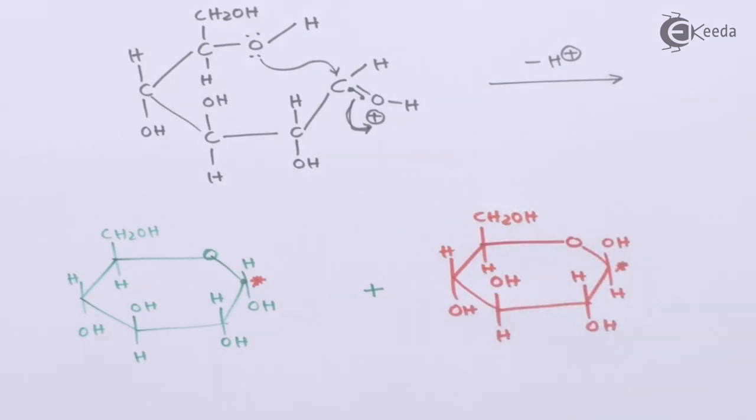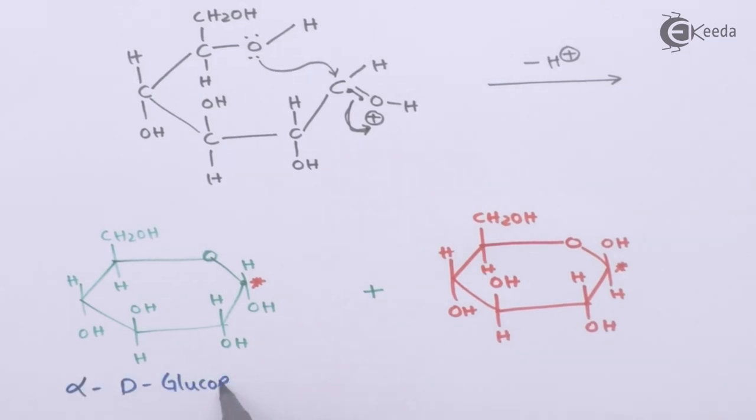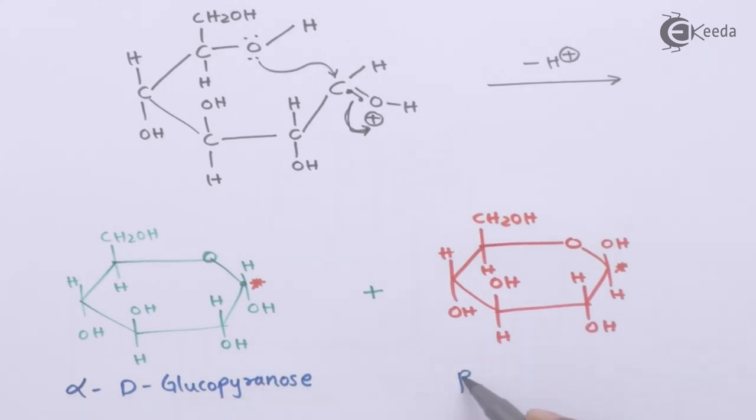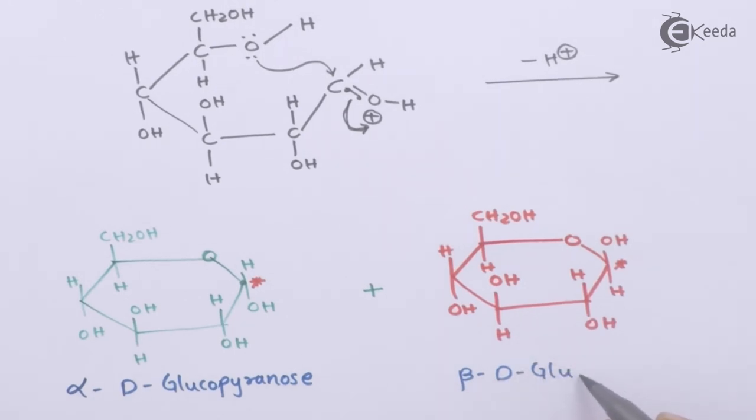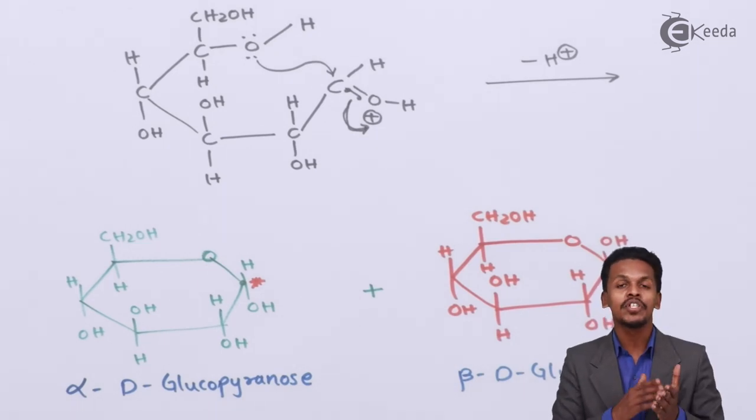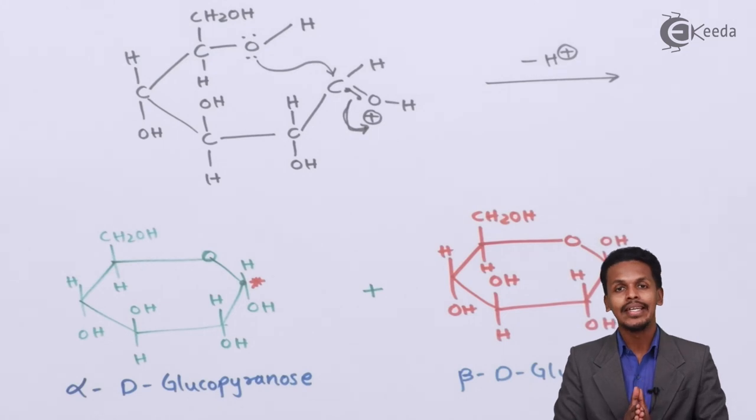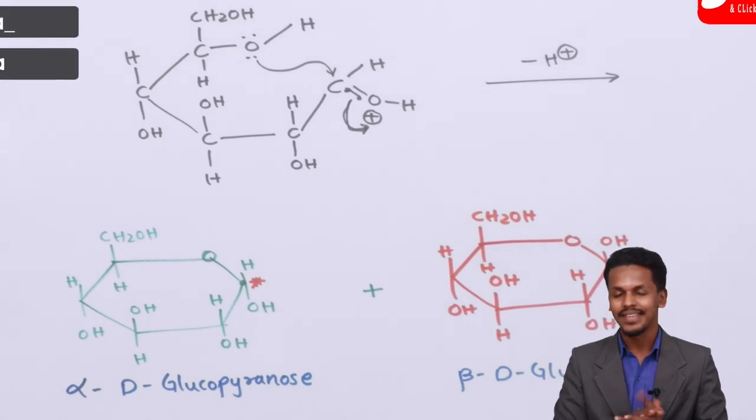So talking about the names of these two forms of the Haworth projection formula for glucose, in this case the OH is present on the downward side, that is this epimer OH is present on the downward side. So we could name this alpha D glucopyranose. While this one could be given the name beta D glucopyranose. And that's it. So this is how we can convert the Fischer projection formula for glucose into the Haworth projection formula for glucose.